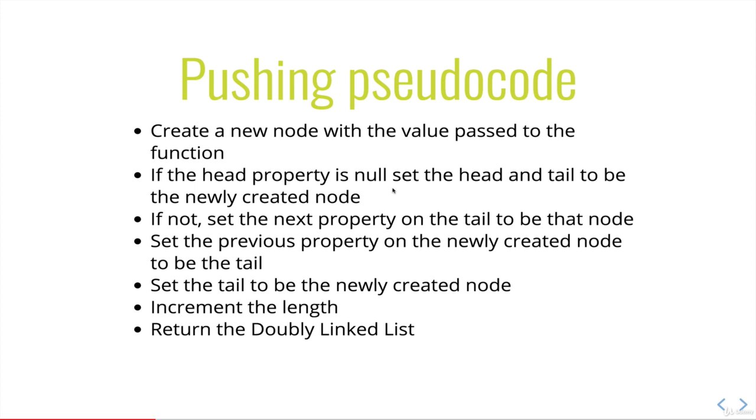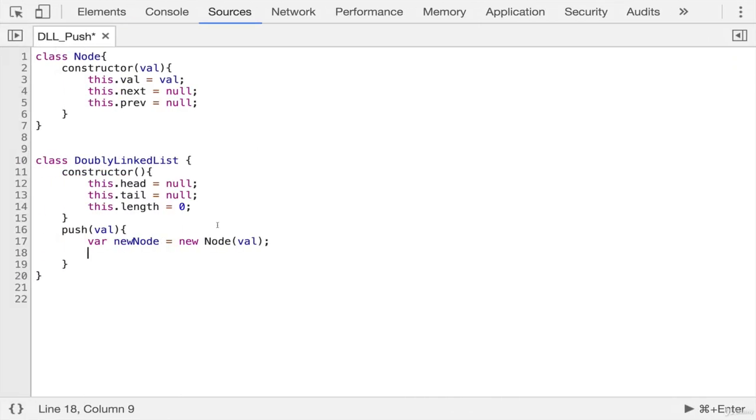If the head property is null, or if the list is empty, meaning that the length is 0, we could do this however we want. Just to show that it doesn't matter, I'm going to do something that I didn't specify. I'm going to say if this.length equals 0, which is another way of checking if the list is empty. We could also do if this.head is null or if this.tail is null. It doesn't really matter.